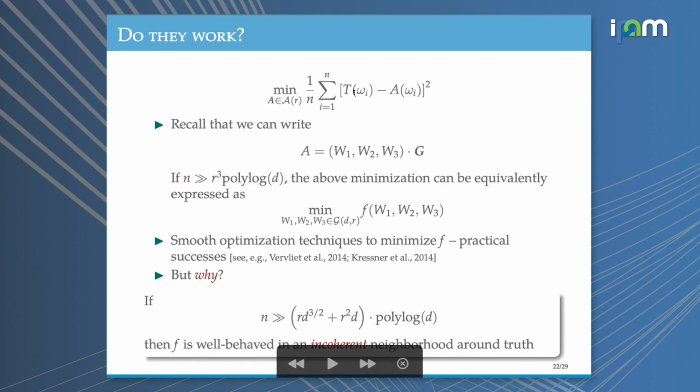These are different entries. So naturally, what I'm going to do is look for all the possible tensors from my set, the set of tensors with ranks upper bounded by R. I want them to match my observations as well as possible. So I end up with a least squares problem, basically.